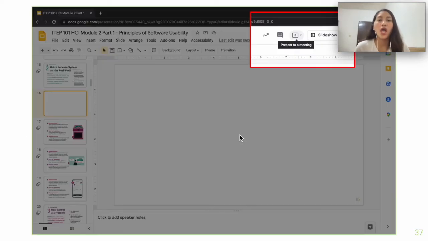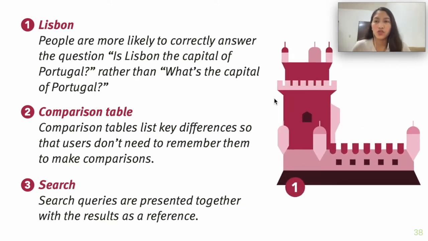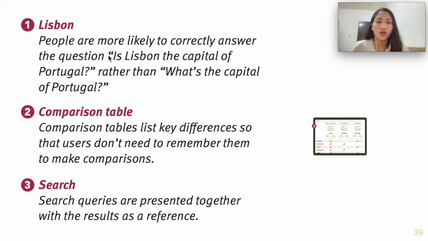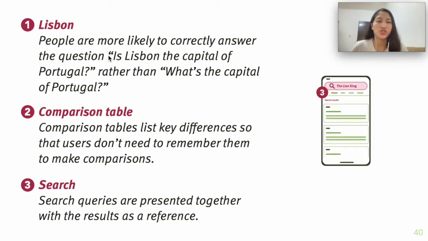Offer help in context instead of giving users a long tutorial to memorize, and reduce the information that users have to remember. Let me go back to my previous example in Google Slides, where when you mouse over a command or control button, information about it is displayed. Here you have several examples: a comparison table and the search. Those are some of the implementations of this heuristic.